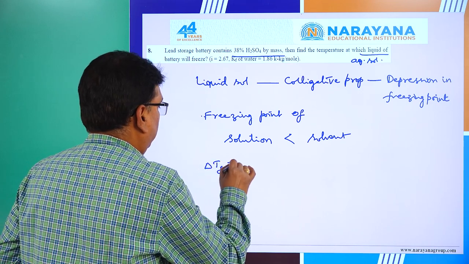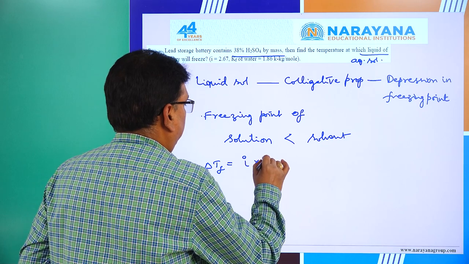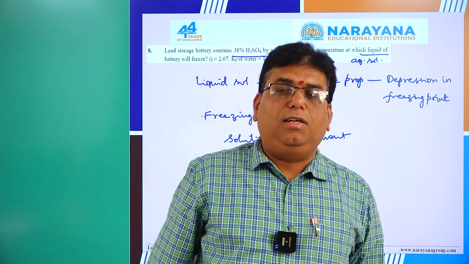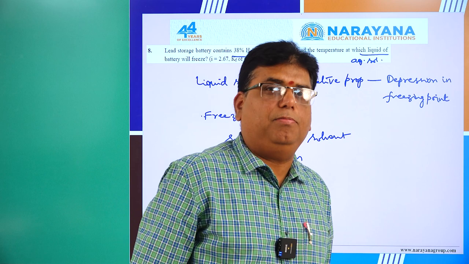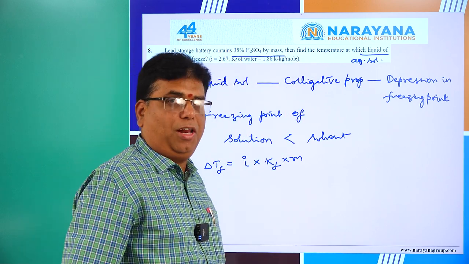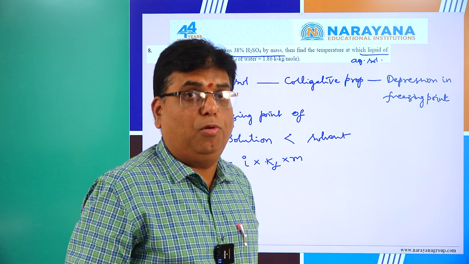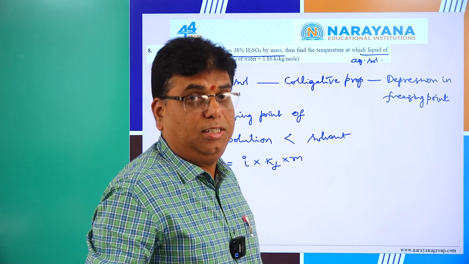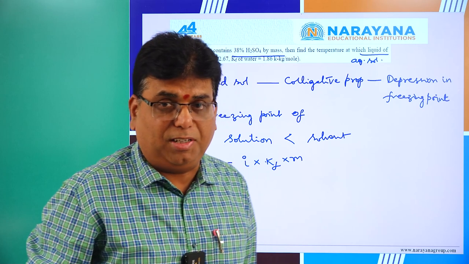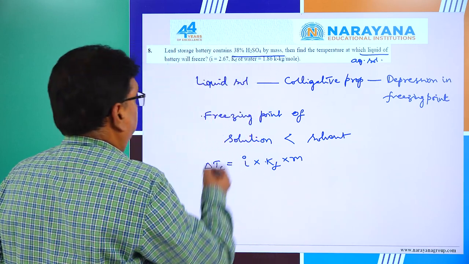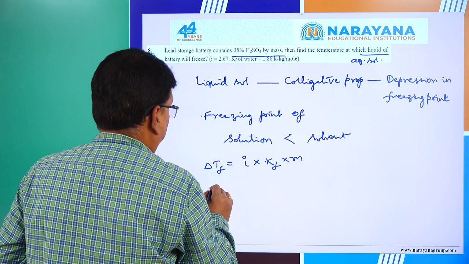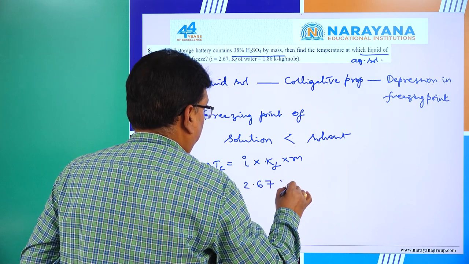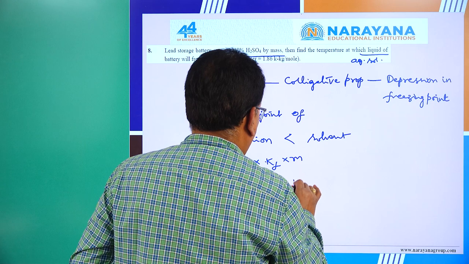Delta TF is equal to i into Kf into molality, where i is the Van't Hoff factor, Kf is the molal depression constant, also called the cryoscopic constant, and small m is molality, the concentration term. The i value and Kf value are given. It's very good that even the Van't Hoff factor is given. Normally it will not be given, but here it is given. So delta TF is equal to i, 2.67, Kf given 1.86 Kelvin kg per mole.